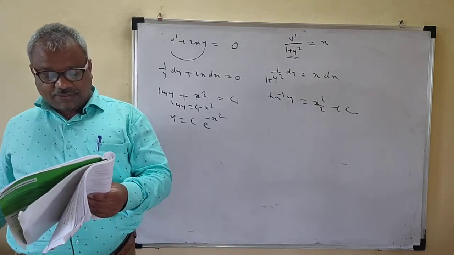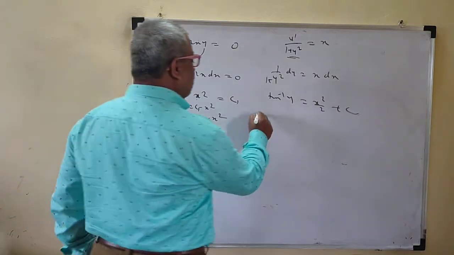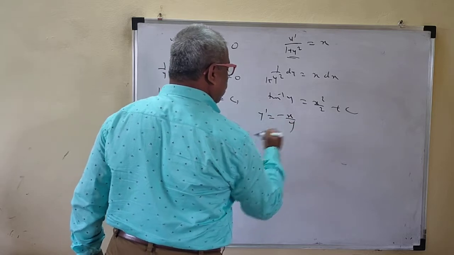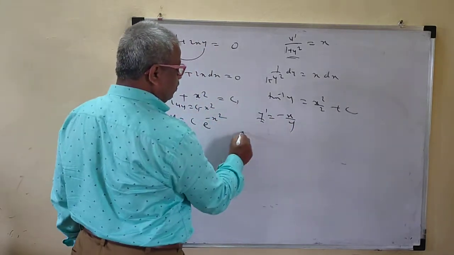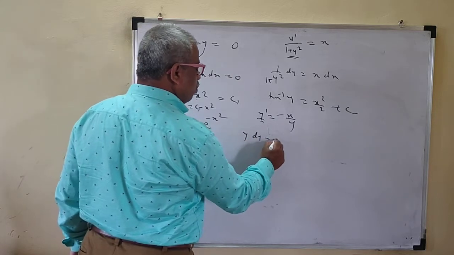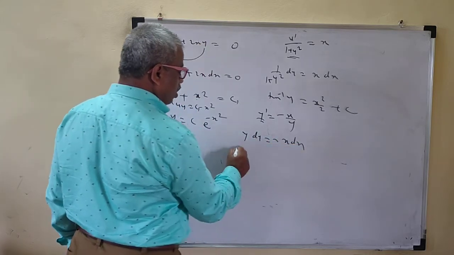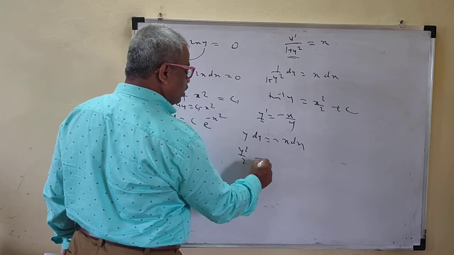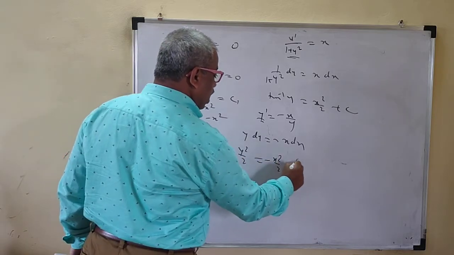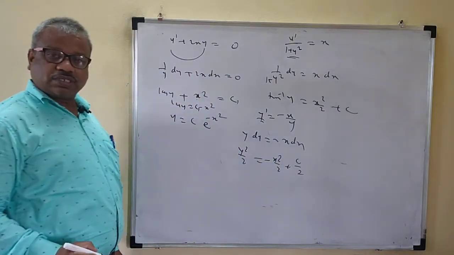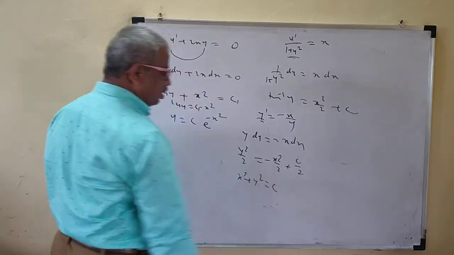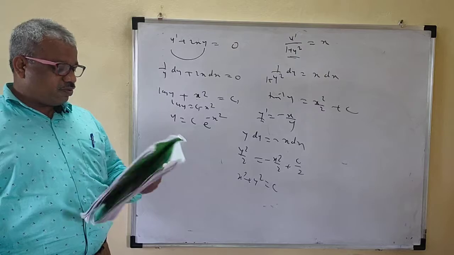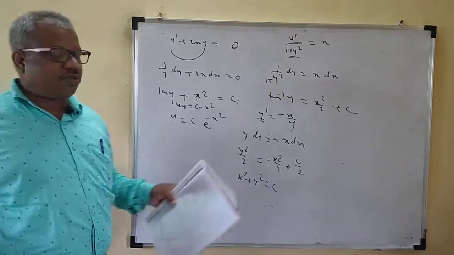This is very simple. Now y prime is equal to minus x upon y. Y prime is dy by dx, so shift easily here. So y dy is equal to minus x dx. Okay, so y square by 2 is equal to minus x square by 2 plus c by 2, an arbitrary constant. So x square plus y square is equal to c. So the constant you can manage.